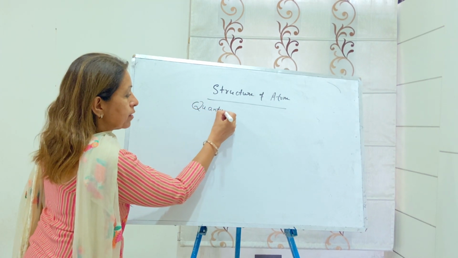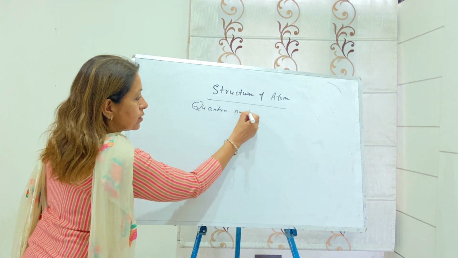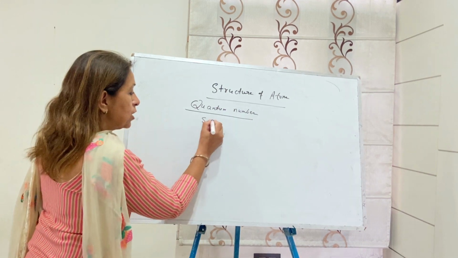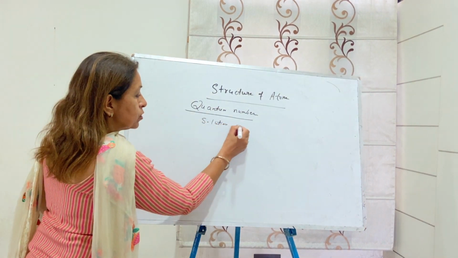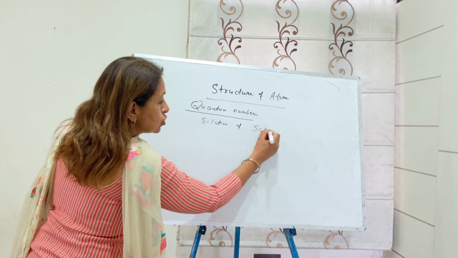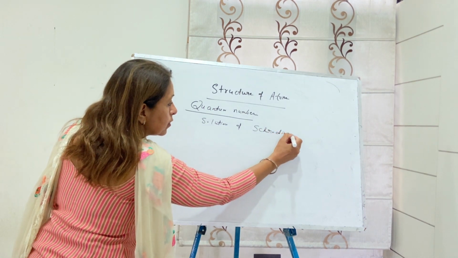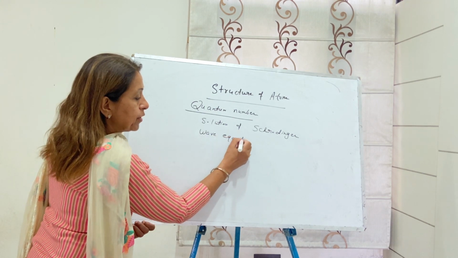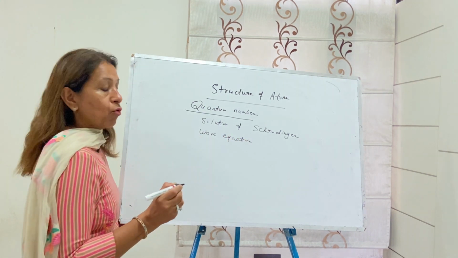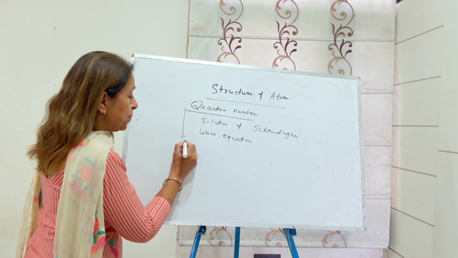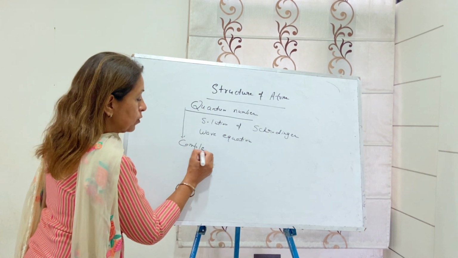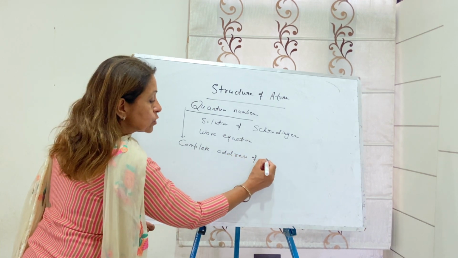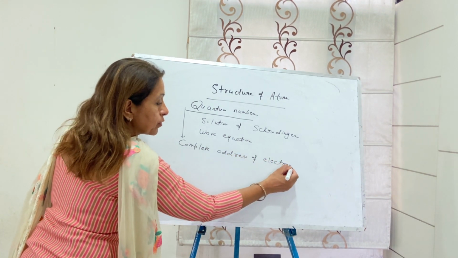Quantum number. These are the quantum numbers which are the solution of the Schrödinger wave equation, that is the quantum mechanical model. Quantum numbers tell us the complete address of the electron.